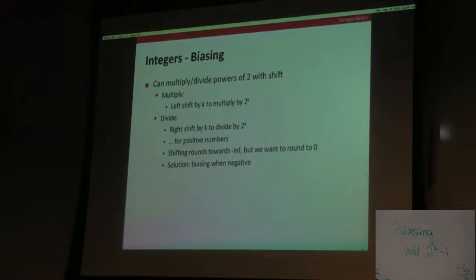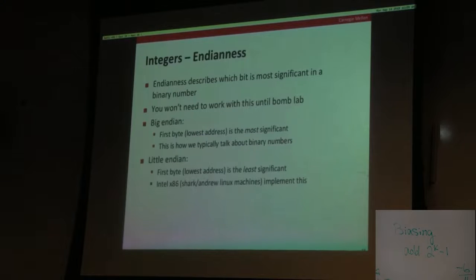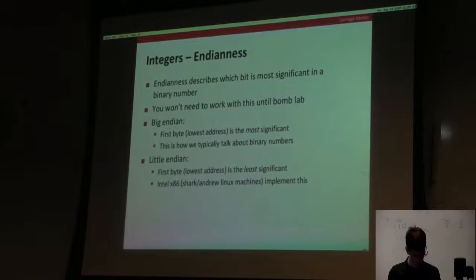So a couple other notes about integers. One of the properties of integers that we care about is endianness. Endianness says, which bit is most significant in a binary number? What order are these bits stored in memory? And you don't really need to worry about this quite yet, but very soon, once BombLab is out, it will matter because you'll want to make sure you're reading off the bits correctly. So what does endianness mean?